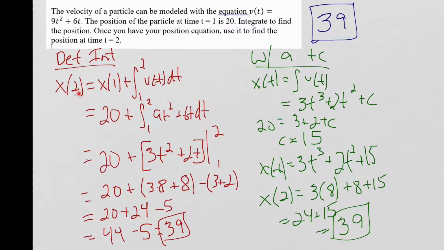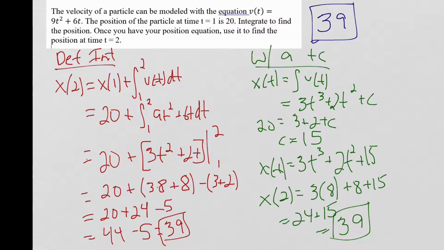So x of 2 is x of 1 plus the integral from 1 to 2 of the velocity. Remember that the integral of a rate function is net change. Well, the rate function is velocity, and it's the change in position. The velocity is the rate for position. It's the change in position from time equals 1 to time equals 2.